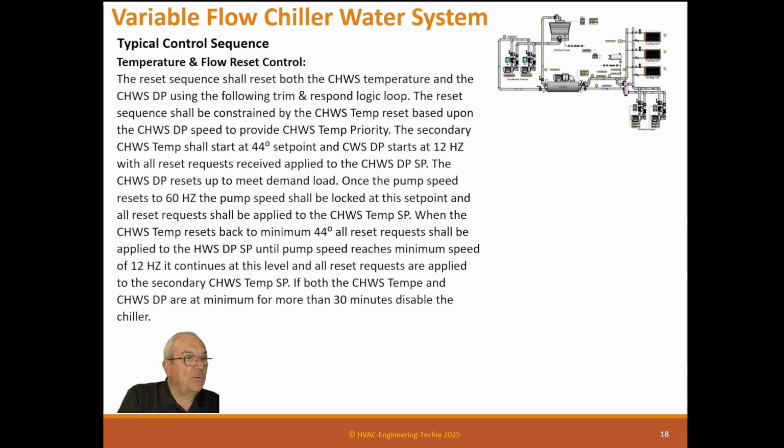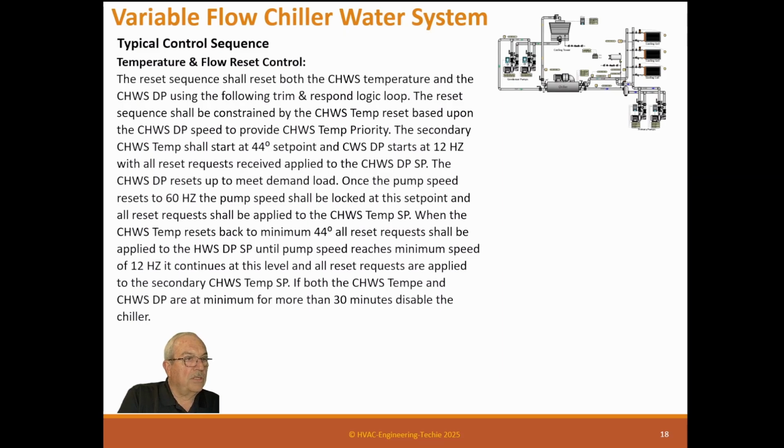The secondary chill water supply temperature shall start at 44 degrees set point, and chill water supply differential pressure starts at 12 Hertz with all reset requests received applied to the chill water supply differential set point. The chill water supply differential resets up to meet the demand load. Once the pump's speed resets to 60 Hertz, the pump speed shall be blocked at this set point and all reset requests should be applied to the chill water supply temperature set point.